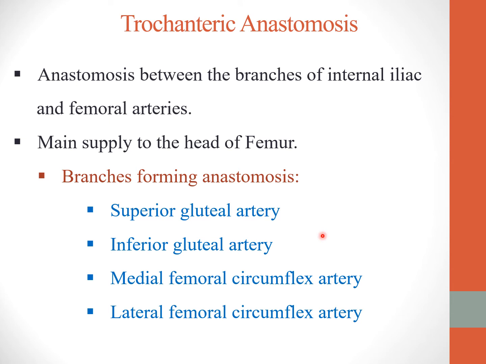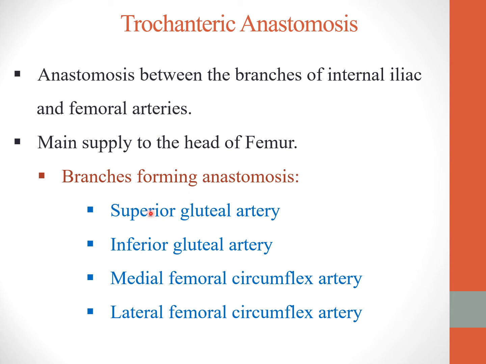Now there are very important anastomoses around the hip joint area. There are two: one is known as the trochanteric anastomosis and the other is known as the cruciate anastomosis. The trochanteric anastomosis is between the branches of the internal iliac and femoral arteries. Already we have discussed that these anastomoses provide collateral channels. So if a major artery is blocked, these arteries will provide collateral circulation and the area will not become necrosed. So the head of the femur is mainly supplied from the anastomotic channels along with the musculature around it.